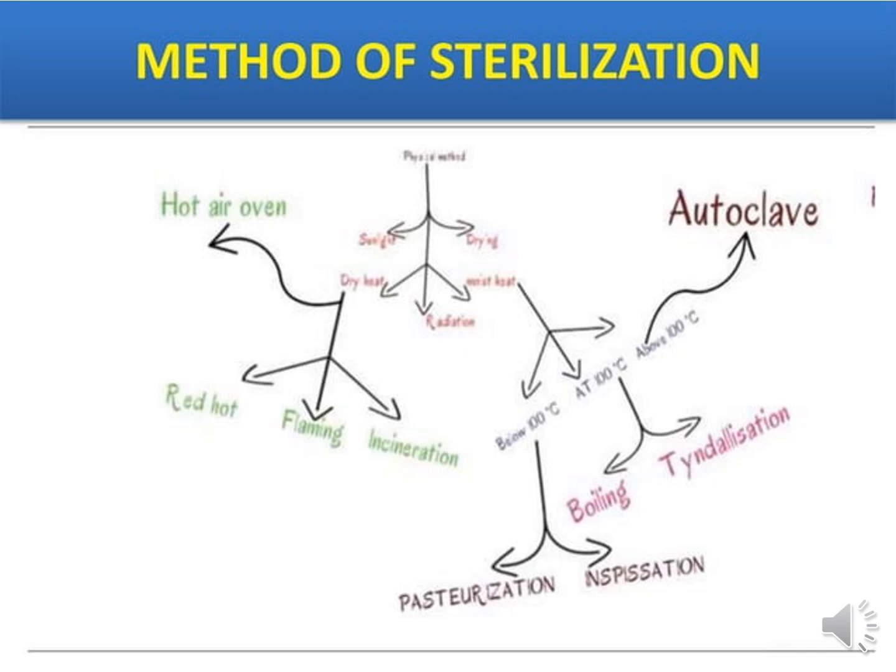Again, dry heat is of 4 types: red hot, flaming, incineration, and hot air oven. And coming to moist heat, there are 3 types. One is below 100 degrees centigrade, one at 100 degrees centigrade, and one above 100 degrees centigrade. Below 100 degrees centigrade, you all know pasteurization and inspissation. At 100 degrees centigrade, boiling and tyndallization, and above 100 degrees centigrade is the autoclave.